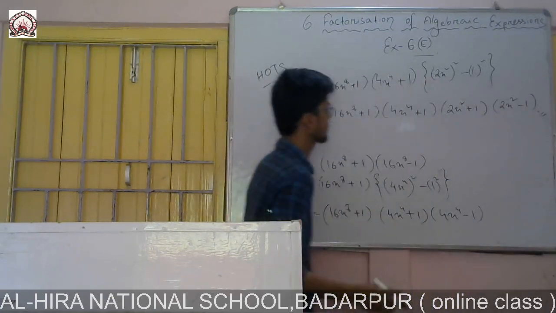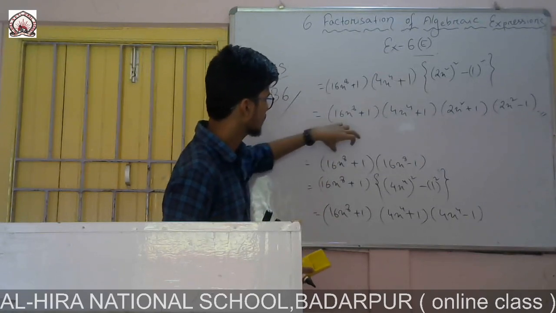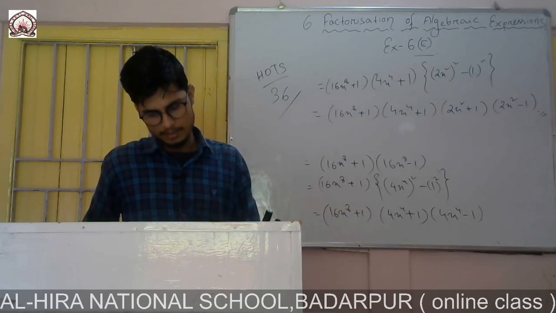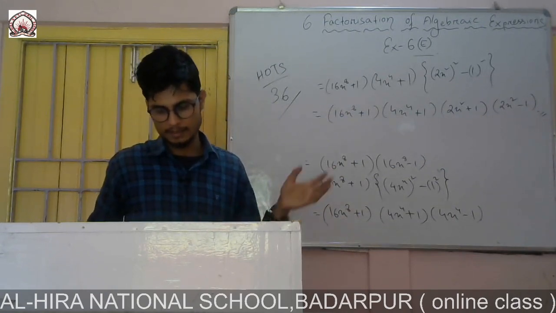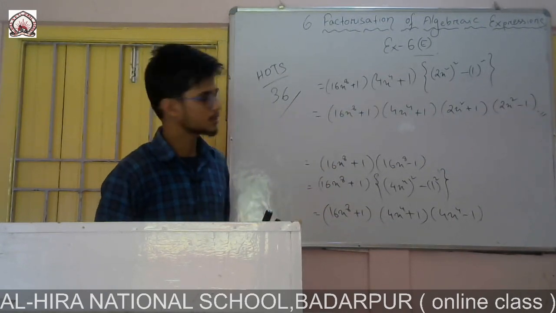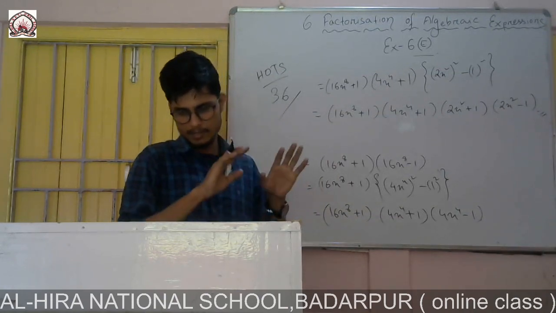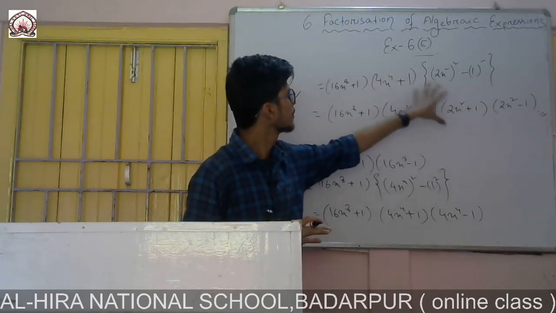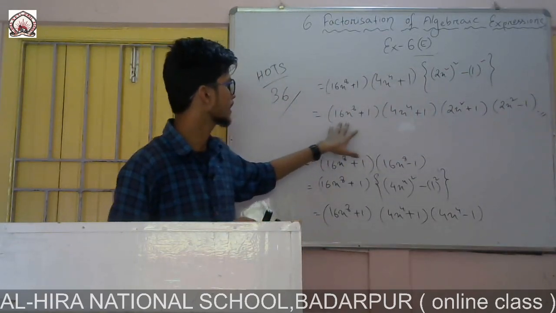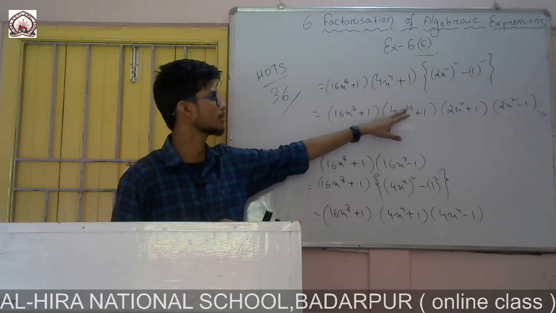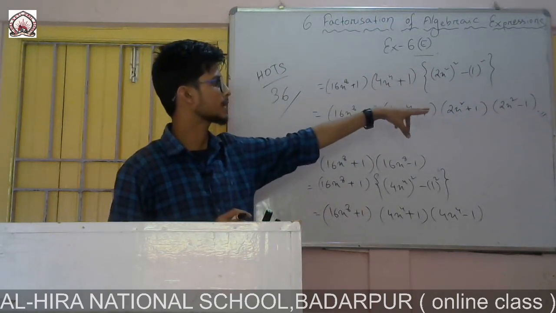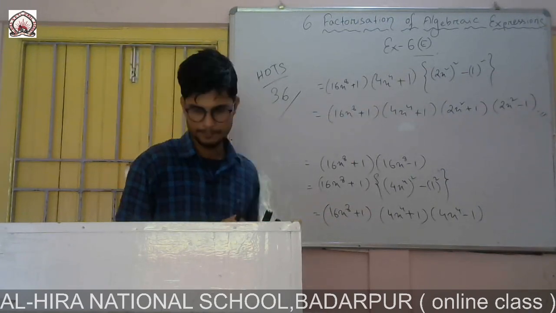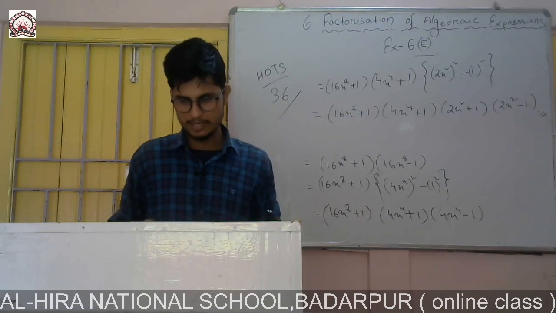I will keep it here. So first of all I converted the first part. You see the question, 256 x to the power 16 minus 1. First of all I wrote 16 x to the power 8 and then I gave a square sign. Then later on I factorized one by one the terms which came in minus sign. Okay, now this is the answer: 16 x to the power 8 plus 1, 4 x to the power 4 plus 1, 2 x squared plus 1, and at last 2 x squared minus 1. Okay, so this is the end of this exercise.